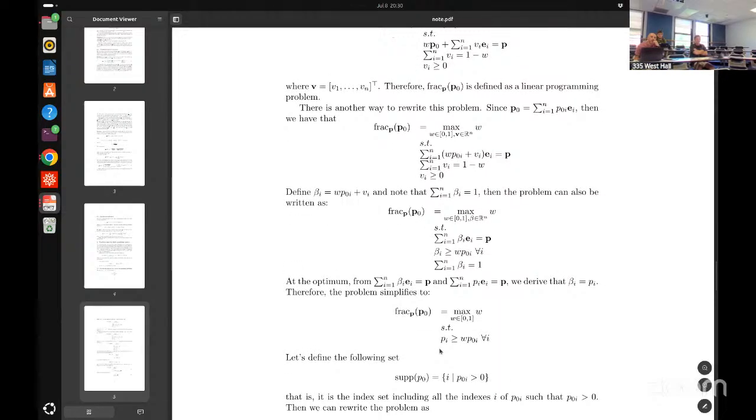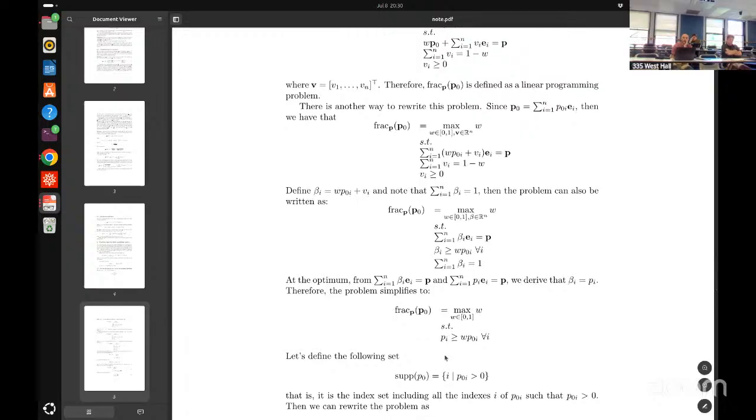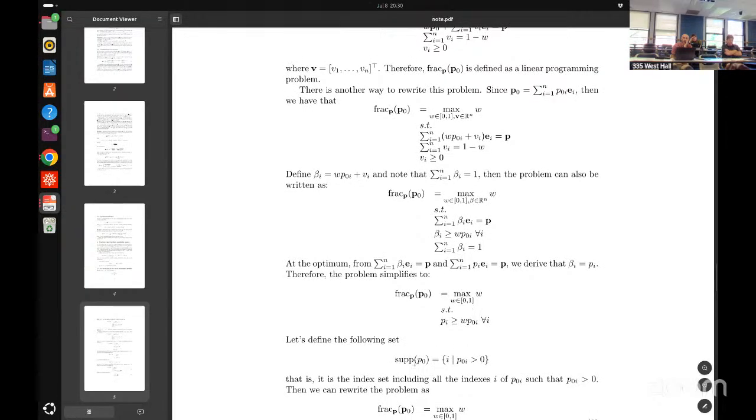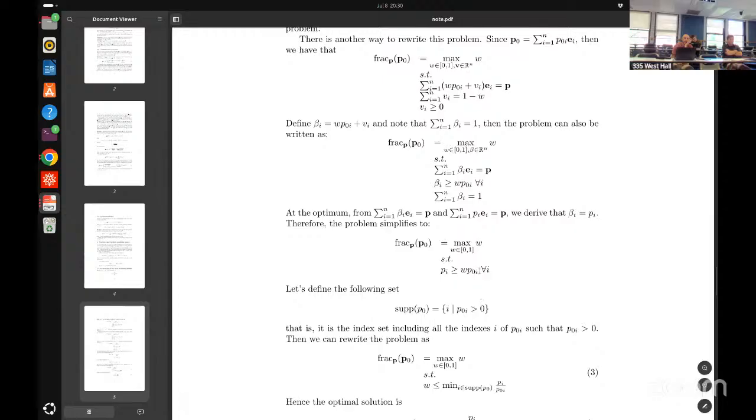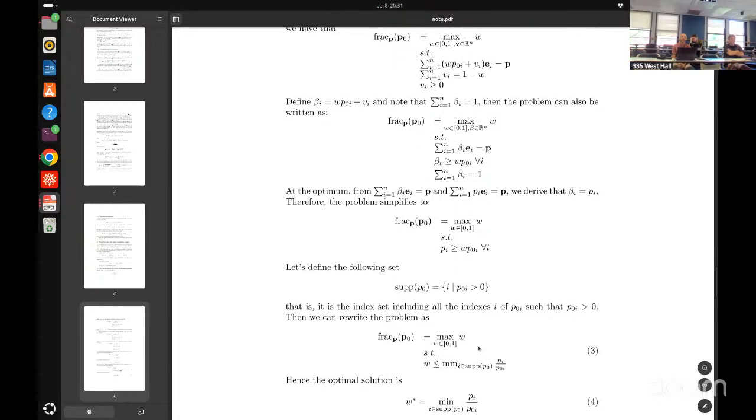And of course, when this is 0, so outside the support of P0, this is trivial and doesn't give any constraints, because this is always greater than 0. So I only care about the constraints active on the set where the support is strictly greater than 0. Then you can divide pi by p0i in this set, and you get this, by swapping. It's simple stuff.